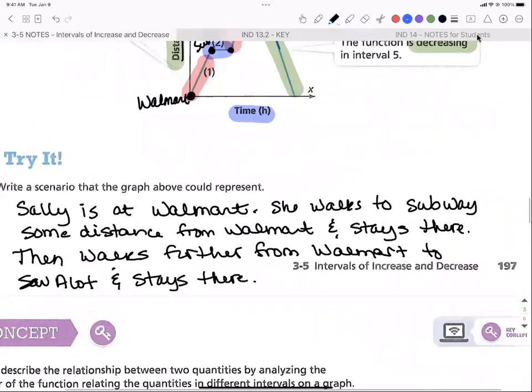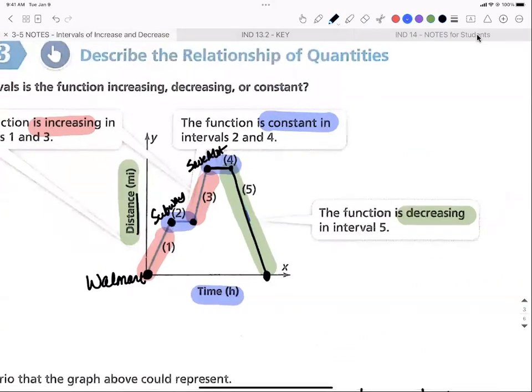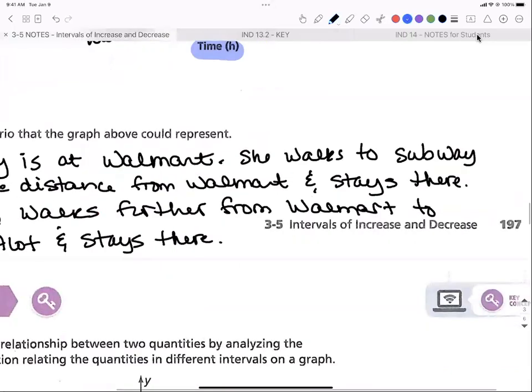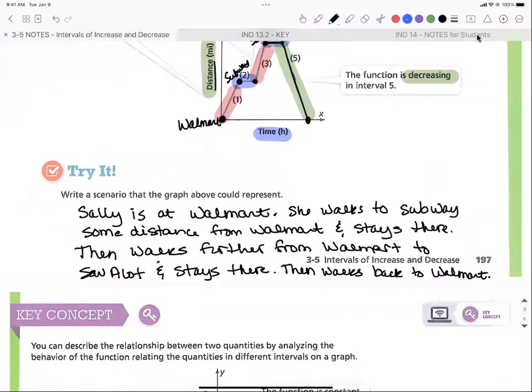All right. What happens in interval 5? She goes where? Almost. Where did she start out at? Where does she go back to? Yep, this whole interval 5, she's going back to where she started. And in our story, she started at Walmart. So she then walks, because we were specific about how she got there, back to Walmart. All right, we just wrote a story. It's not hard to do if you just pick it apart by each segment.